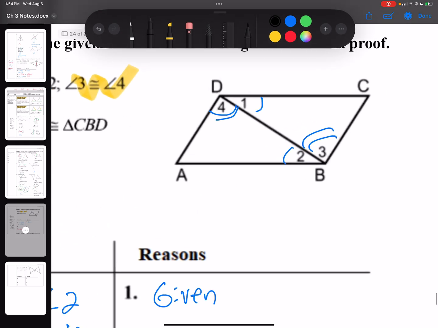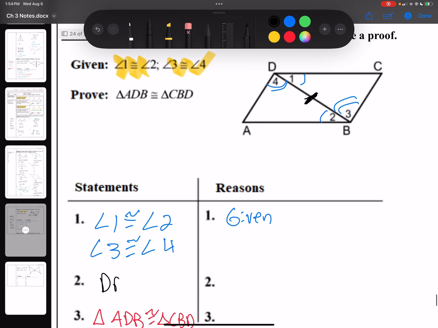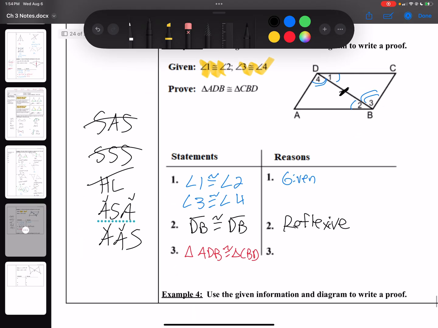Oh, wait a minute. They're sharing this side in the middle, DB. DB must be congruent to itself from the reflexive property. And guess what? That's the side that is connecting the equal angles. So that'll be angle, side, angle congruence. That proves they're congruent.